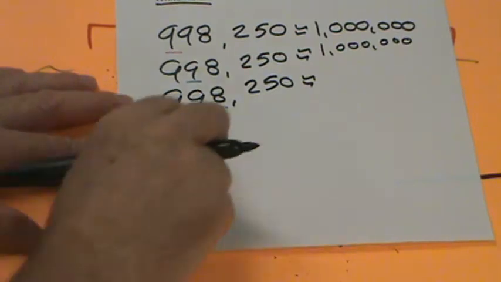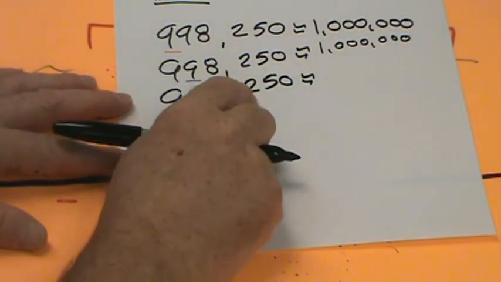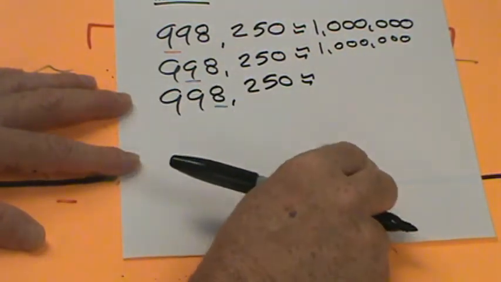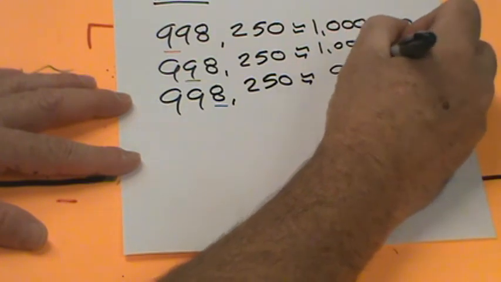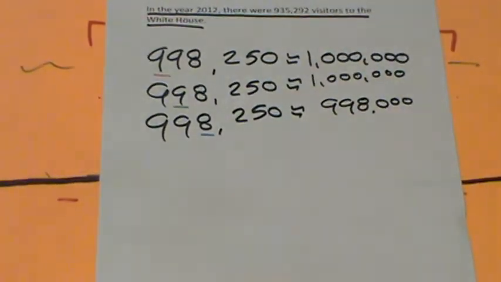And then what about the thousands here? 998,250. Well, remember, the 1,000 midpoint is 500. So is 250 greater than 500 or less than? It is less than. So it will be rounded to stay the same, 998,000.